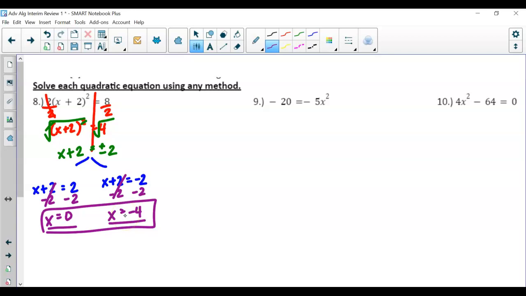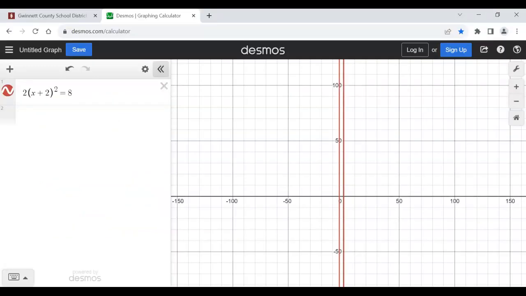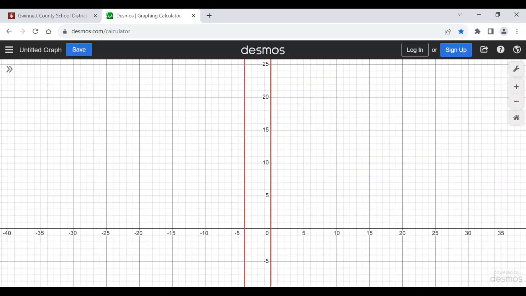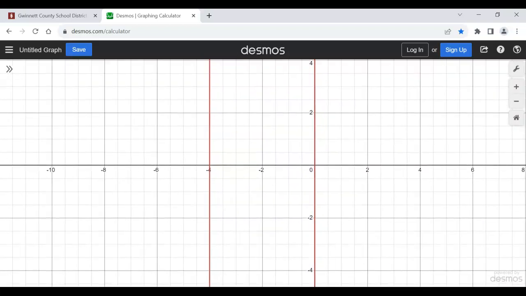So if I were to graph this equation in Desmos, let's check and see. So again, you graph this in Desmos. Here's our graph. I'm going to zoom back in so we can see, because all we need are the x-intercepts. So where is it crossing the x-axis? At 0 and negative 4. So notice how our answers match the graph. So again, remember, you can use Desmos to see where the x-intercepts are because that is the solution to the quadratic equation.